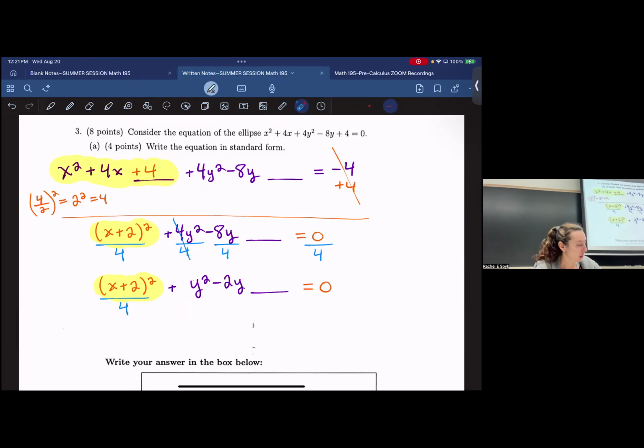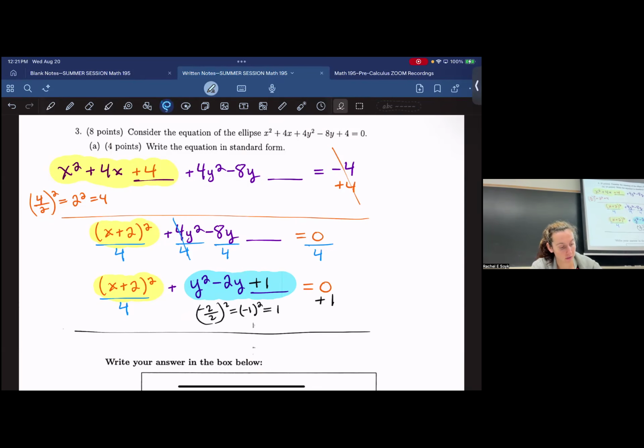All right, so now we're ready to complete the square for our y. Our b value is -2. Divided by 2, you get -1. -1 in parentheses squared gives you +1. That's what we're going to add to both sides of the equal sign.